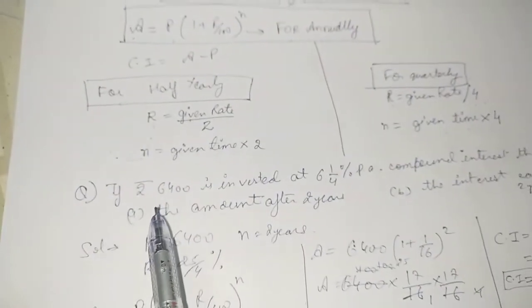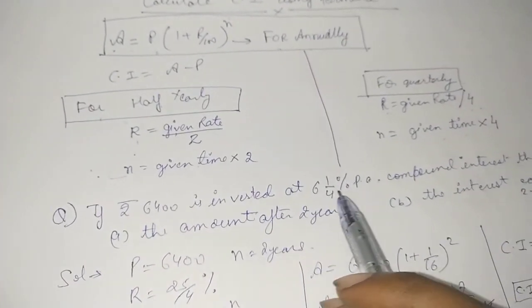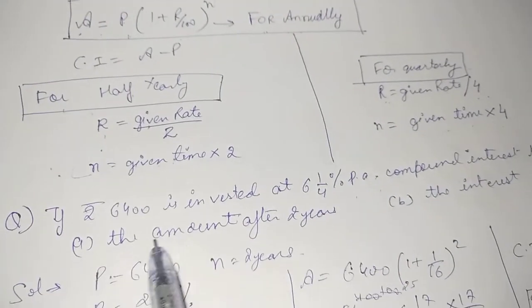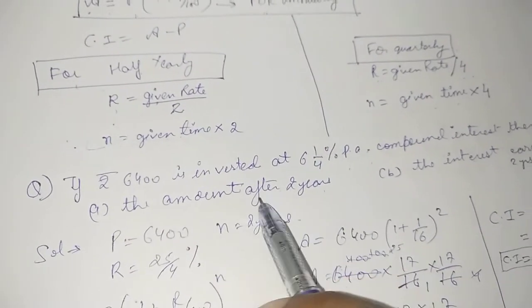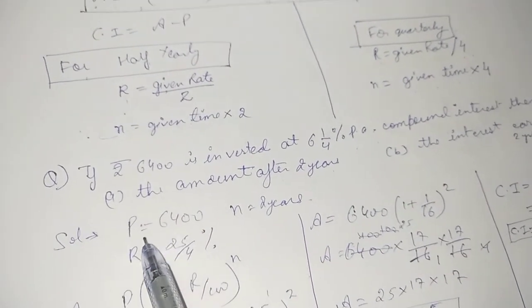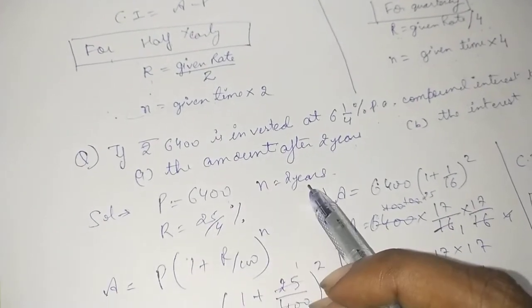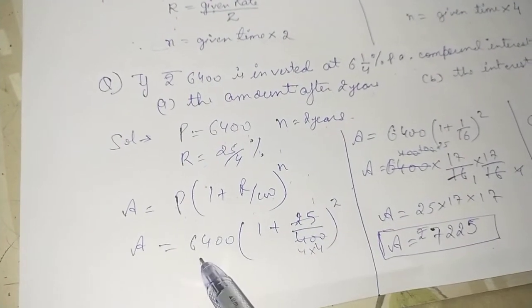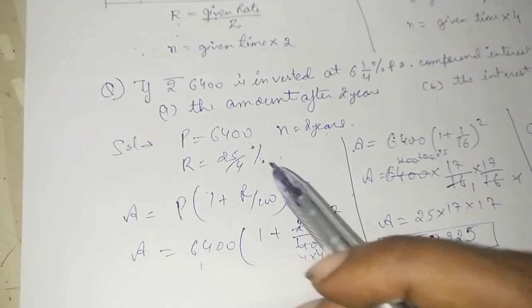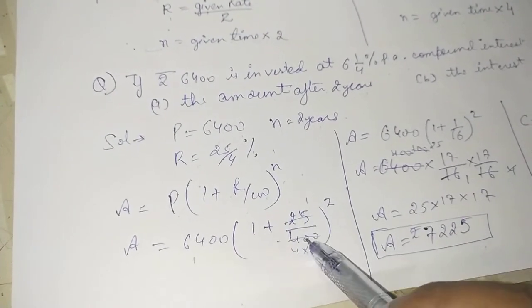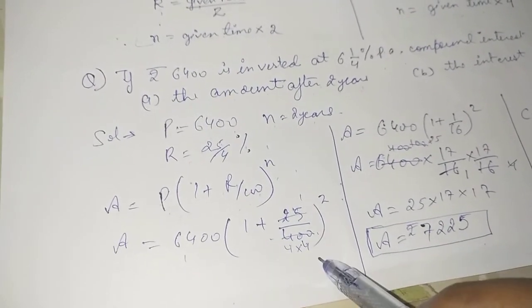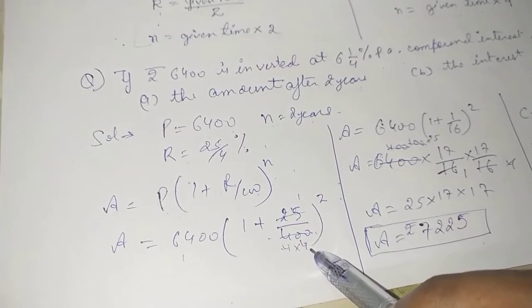The question says that if rupees 6400 is invested at 6 whole number 1 upon 4% per annum compound interest, then find the amount after 2 years. So let's see. We know the principal given to us is 6400, time is 2 years, and the rate is given. So let's apply the formula straight away. A is equal to P into 1 plus R upon 100 to the power of n, principal being 6400, R being given to us as 25 by 4 upon 100, so it will become 25 upon 400, whole to the power of 2. Now this can be simplified: 4 into 100 is 400 and 25 into 4 is 100, so 4 into 4 is what we are left with in the denominator.